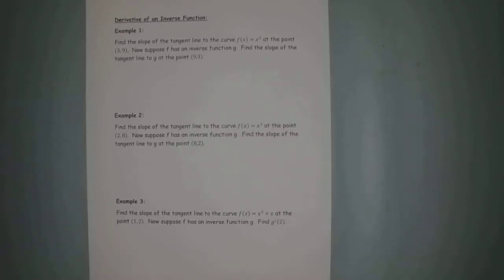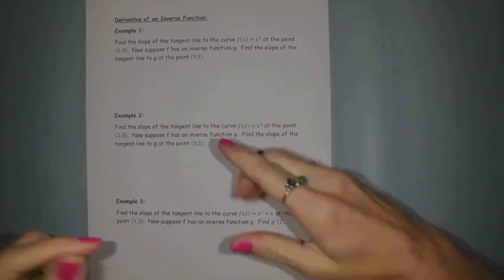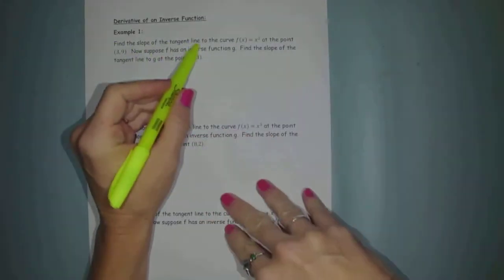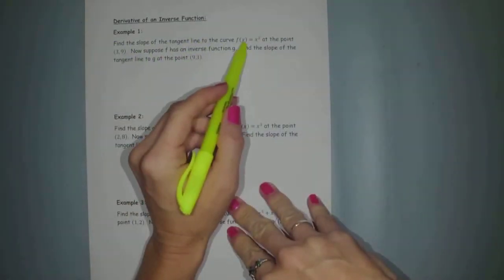And for example 1, I actually just want to start by reading the very first sentence, because the very first sentence covers something that we've already done. So it says, find the slope of the tangent line to the curve f of x.